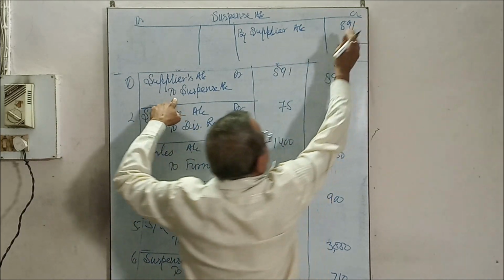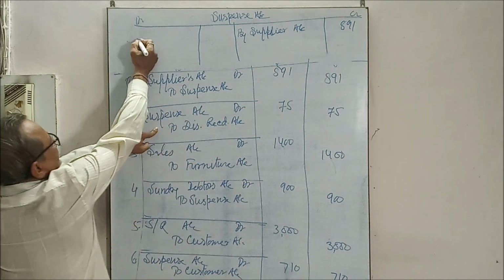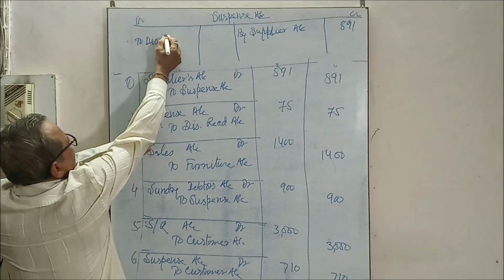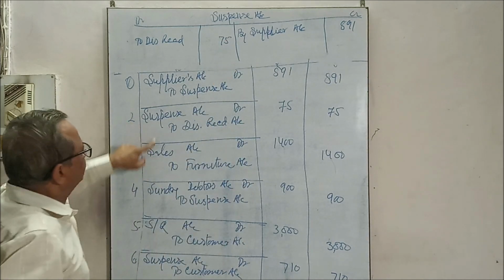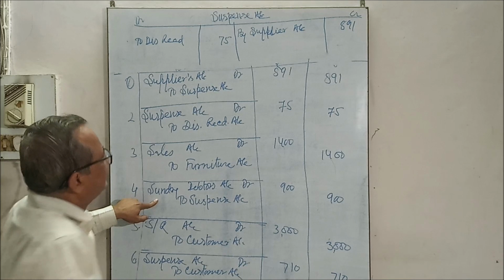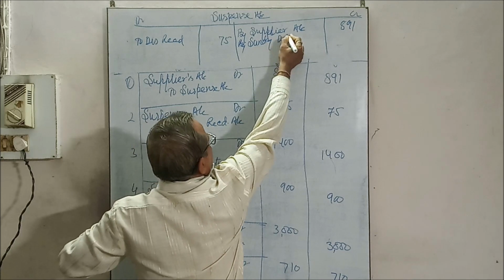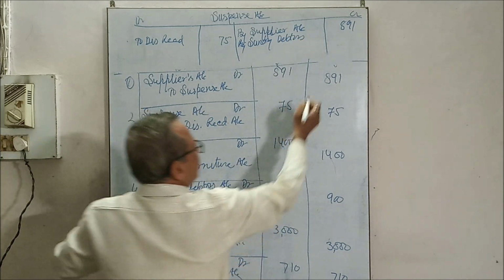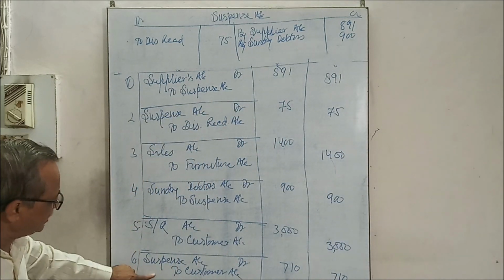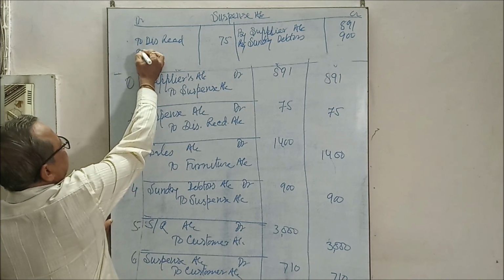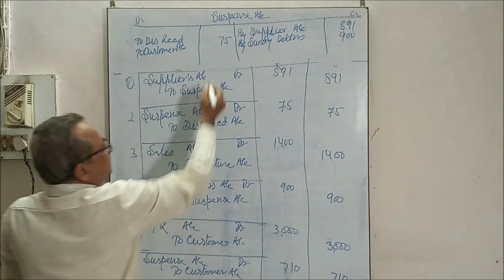$891. Second, suspense account to discount received. We'll write here to discount received, 75. Here no suspense, here suspense. By certain debtors, $900. Here no suspense, here suspense is there. To customer account, $710.